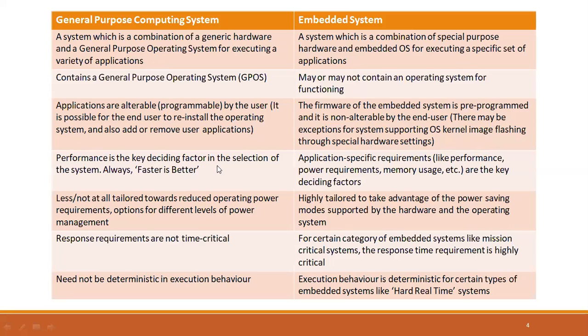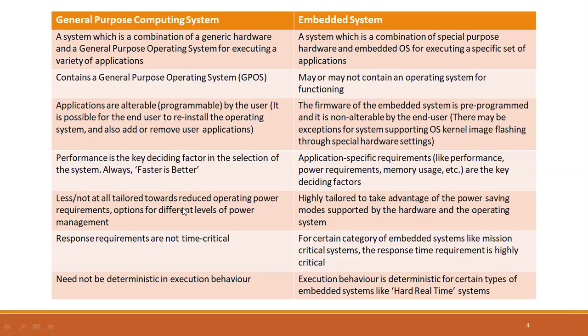And performance is the key deciding factor in the selection of the system. Like faster is better. You are looking for a system which has faster speed, and you choose that. In an embedded system, application specific requirements like performance, power requirements, and memory usage are the key deciding factors. In this case, we are looking for something special, right? You are looking for performance. I want a system which gives the best performance, or a system which has lower power requirements, and lower memory usage. That is what we are looking at.